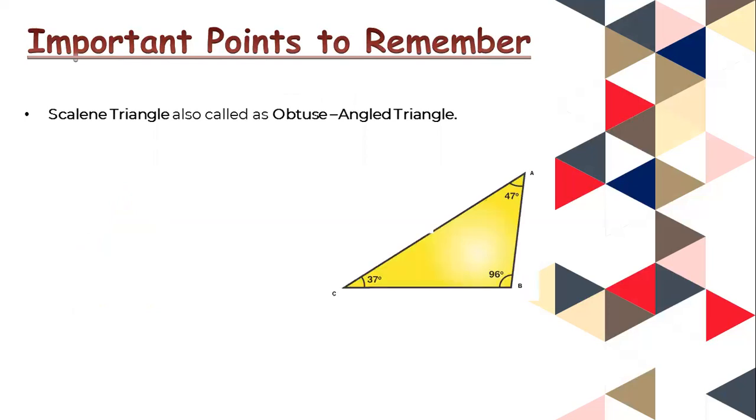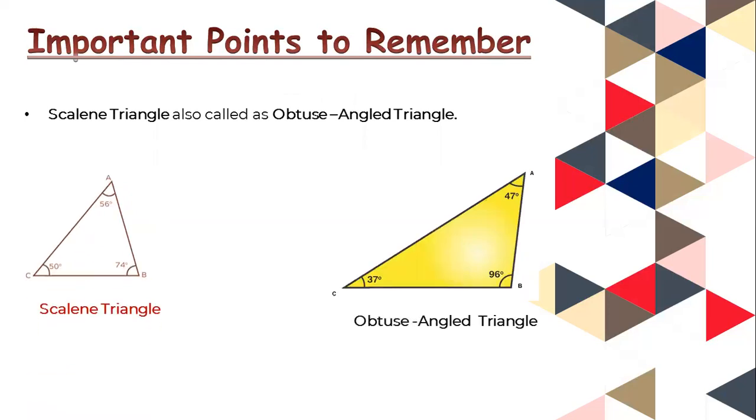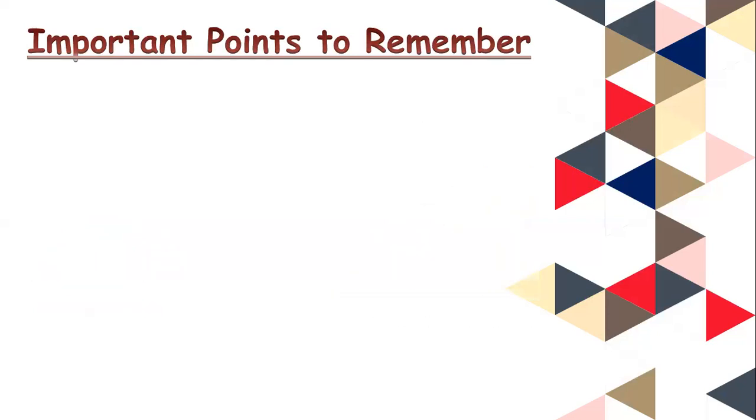Here is another important point to remember, that a scalene triangle is also called an obtuse angle triangle. Why? I have told you that इनकी 3 different sides होती हैं and 3 different angles होते हैं। So आगे चलते हैं और last important points देखते हैं। I hope so you will remember all these important points.